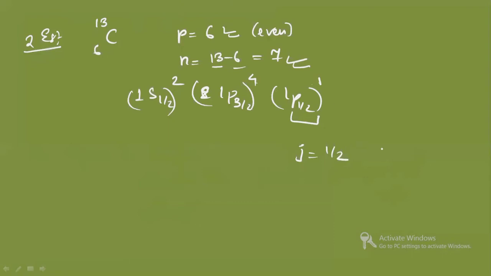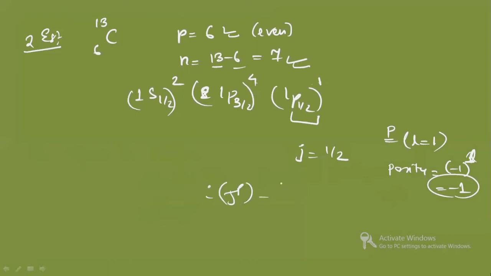And here you will see it is P. So for P, the value of L is equal to 1. So the parity you can write as minus 1 to the power L, that means minus 1 to the power 1. So it is minus 1. So you can write the spin parity as 1/2 negative. All right. Is it clear? So this is how you can predict the spin parity.